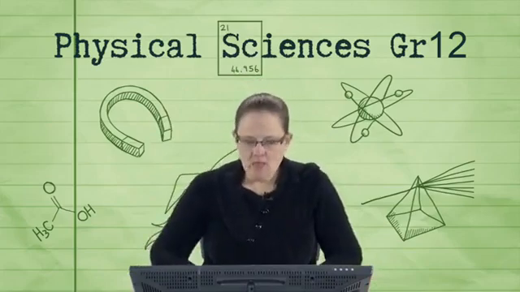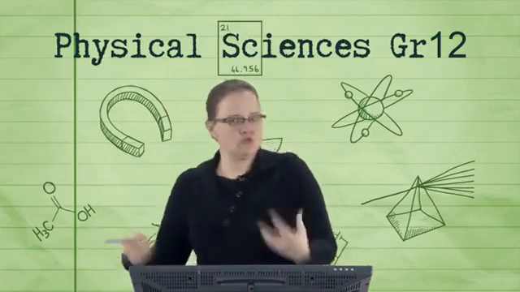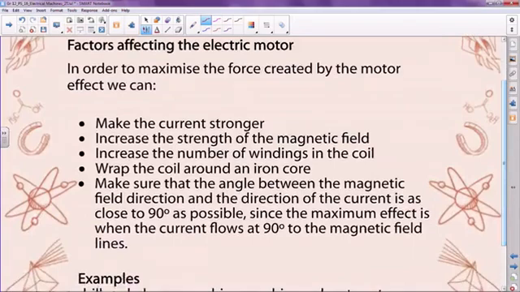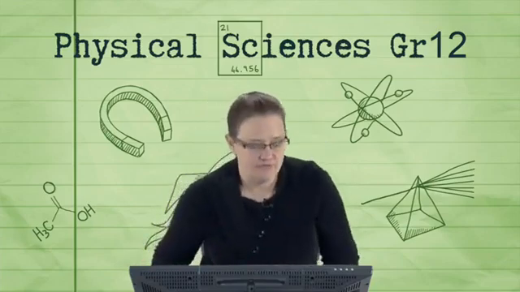So, how do we make the force stronger? So when we look at a fan, for example, and we want the fan to go faster because it's a hot, hot, hot day, how do we do that? What are we doing when we make the fan go faster? Well, there's a couple of things we could be doing. One, we can make the current stronger. The stronger the current, the stronger the magnetic field that the current produces, the bigger the force.